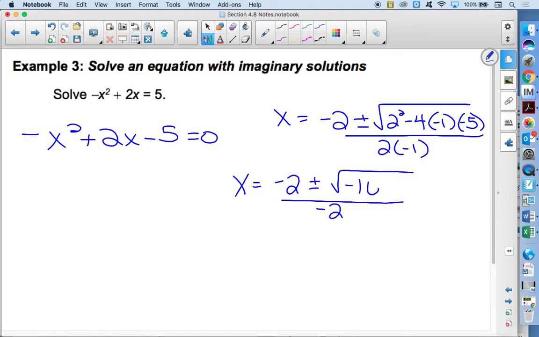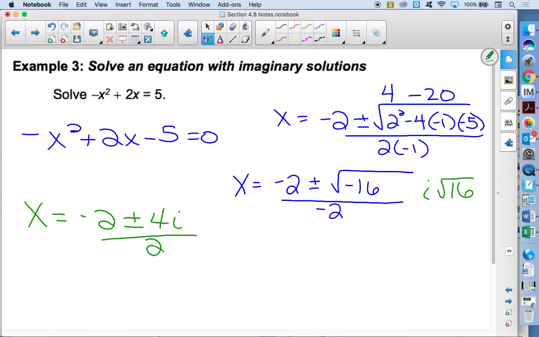Negative 16. So this is 4, and then a negative 20. And 4 minus 20 is negative 16. What is the square root of negative 16? It's i square root of 16, which she said becomes 4i. Very nice. And then it's divided by 2.